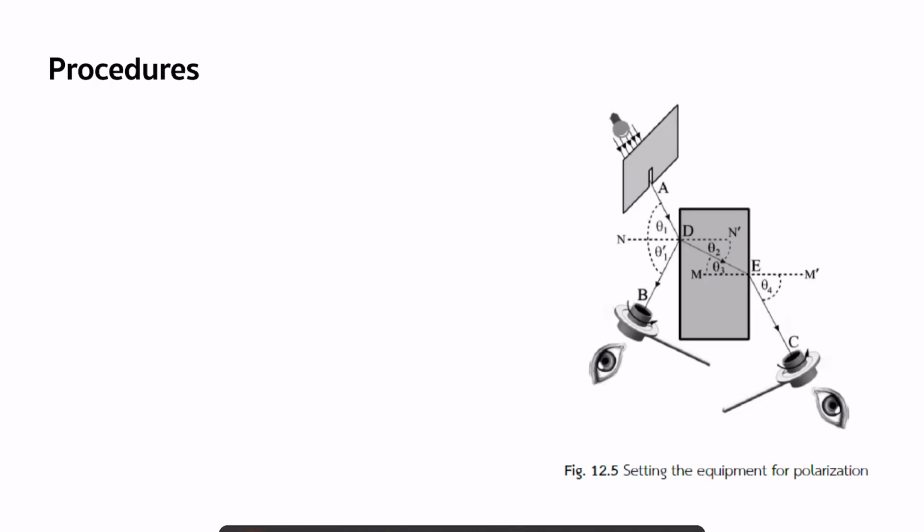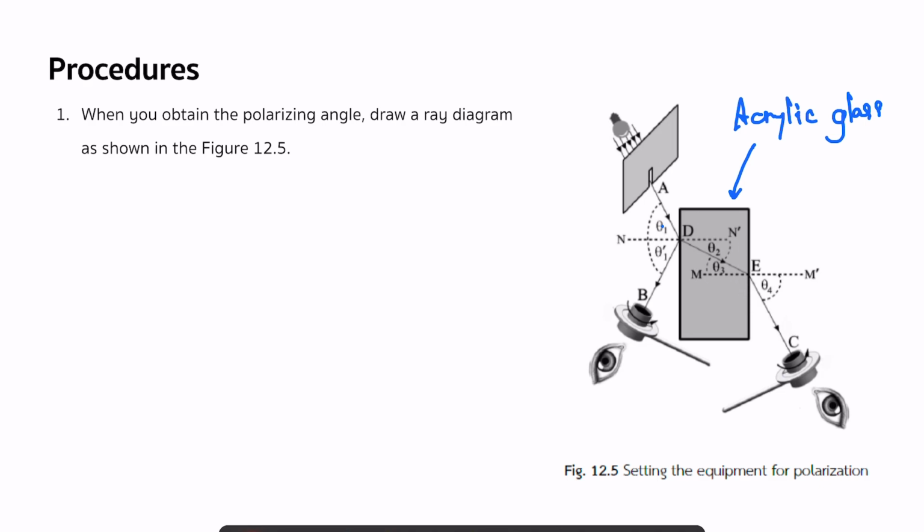In this experiment, we want to find the refractive index of this material, which is acrylic glass. We first need to know the polarizing angle. To do that, we have to adjust the incident angle until the reflected light becomes polarized.